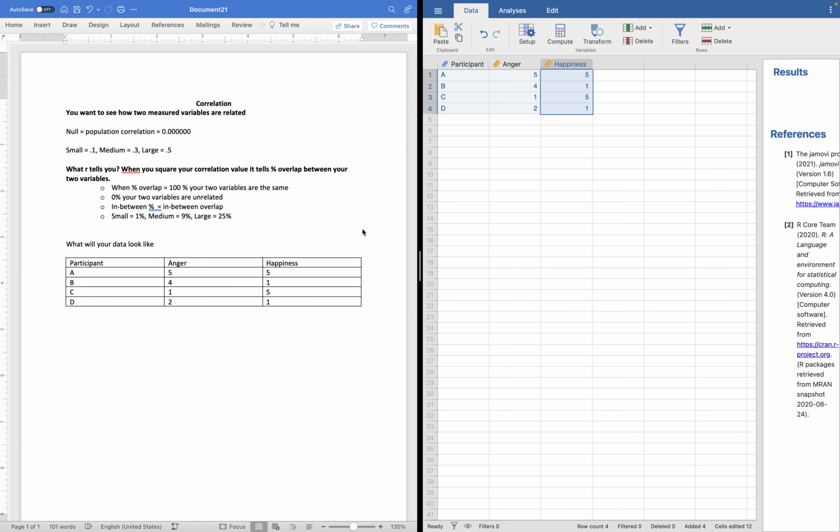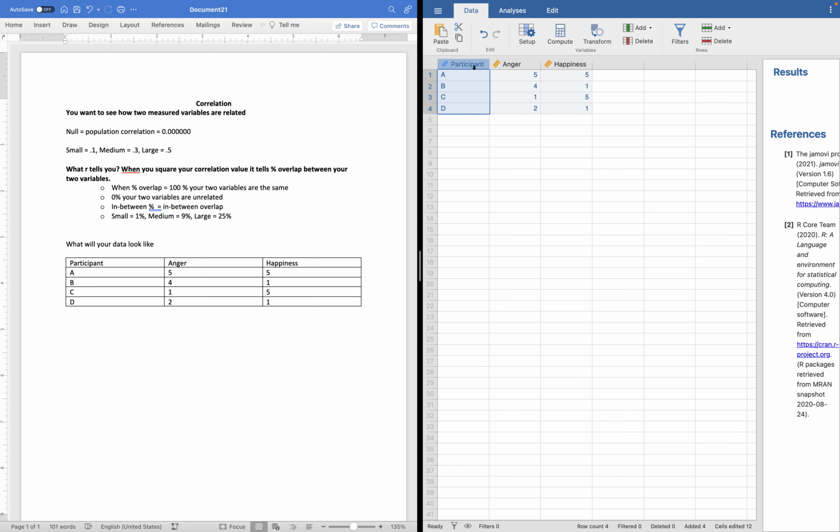Now, your data will look like this. In this case, we have 4 participants, and we have measures of anger and happiness. Are anger and happiness related? That's the question these researchers asked 4 participants. So how would we analyze this data? First, we've got to enter it in. In Jamovi, it's always 1 row per participant. So participant A gave us 1 anger score and 1 happiness score. Same for all the other participants.